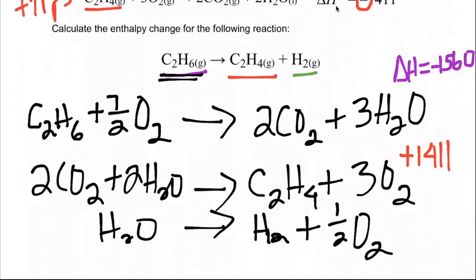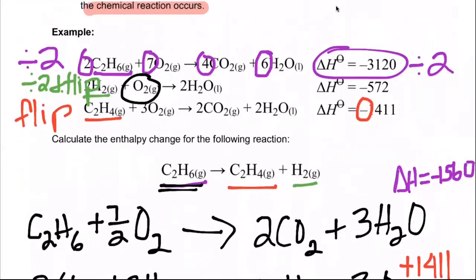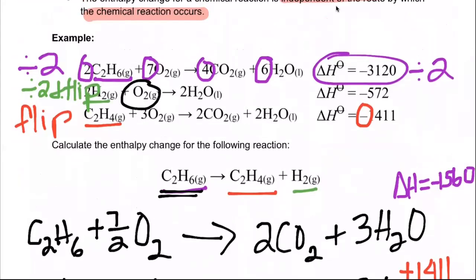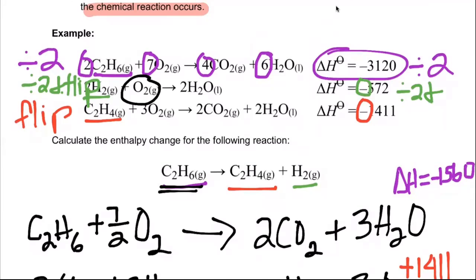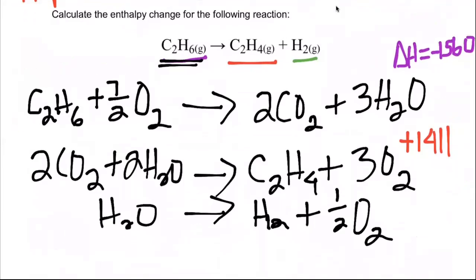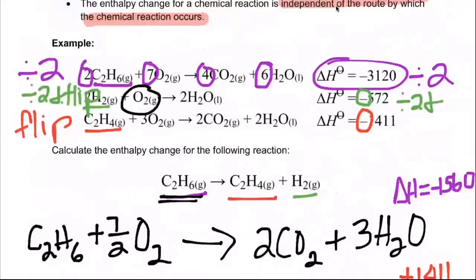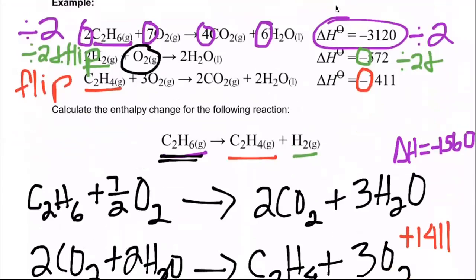And so just like with the other 2, we need to go back and look at our enthalpy change value. And so we have to divide it by 2, and we're going to have to flip the sign. So it's going to become positive 572, and then we're going to divide it by 2. And so it'll actually be positive 286.